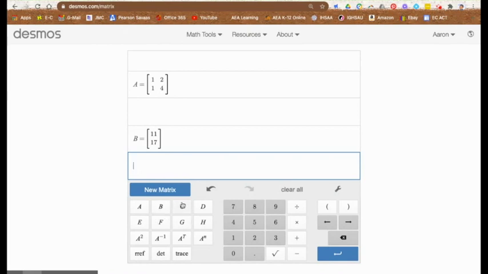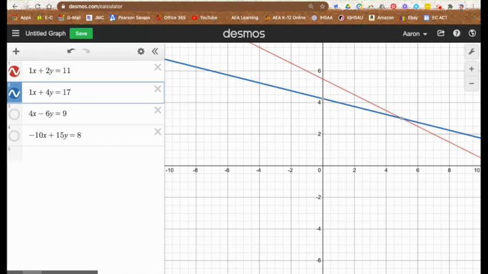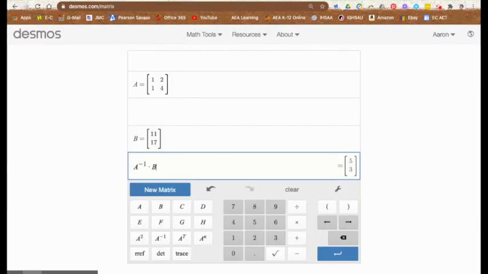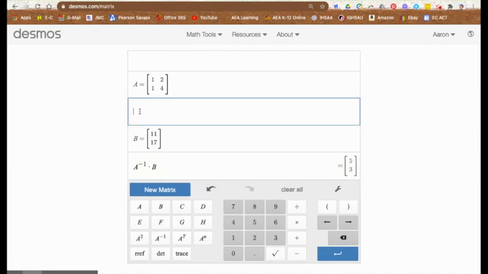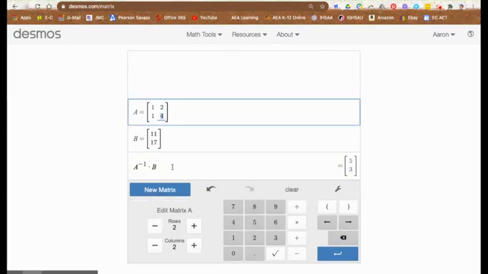And we've learned that in order to solve this system using matrices, I take the inverse of A, so there's the inverse already, and I want to multiply this times B. Now what comes up is a 2 by 1, and you'll notice that 5 and 3 are my X and Y from my graphing. So I solved this system by making two matrices and then doing A inverse times B.